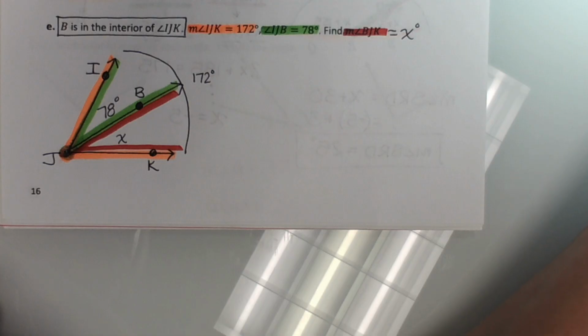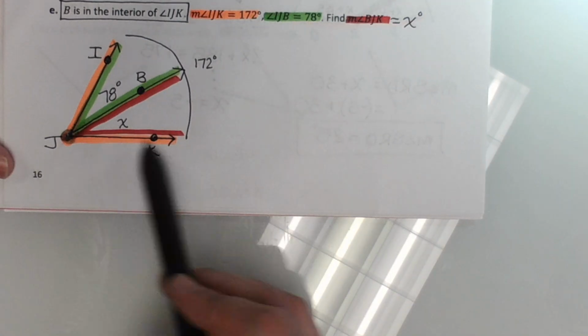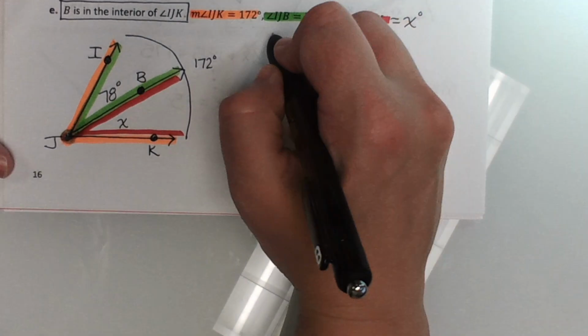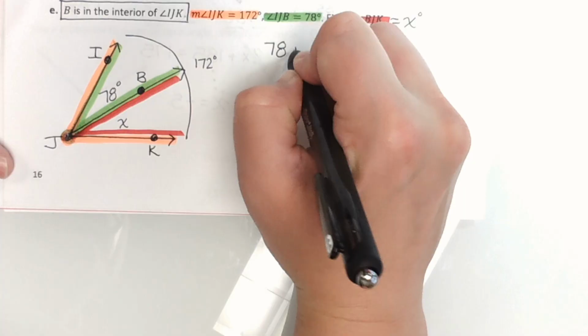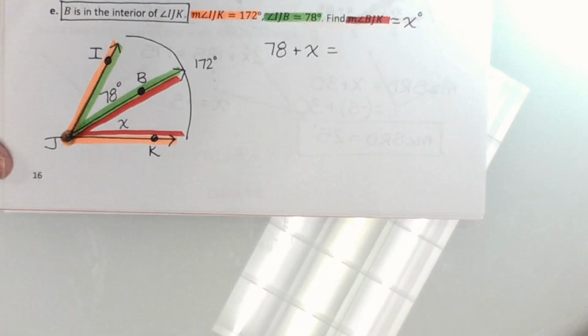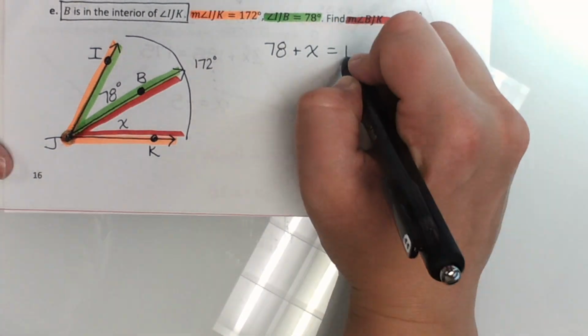Orange, blue, and red are my options. I just said blue. Wow. Orange, green, and red are my options. Which two am I adding together? Green and red. Green's 78, red's X. They're equal to orange, which is 172.